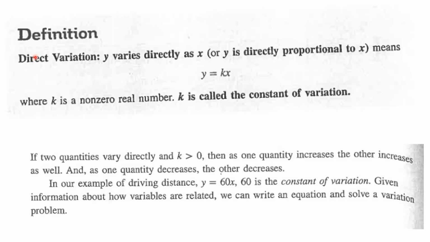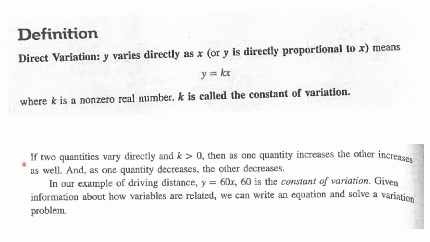Let's begin with the definition of direct variation. y varies directly as x, or y is directly proportional to x, means y is equal to kx, where k is a non-zero real number. k is called the constant of variation.